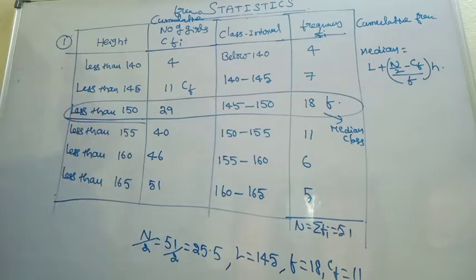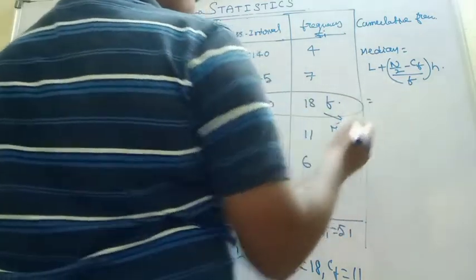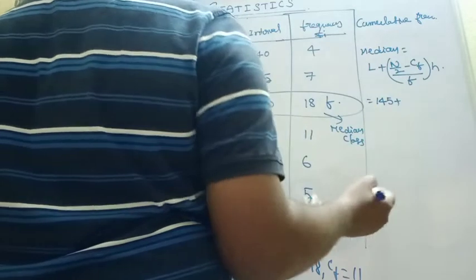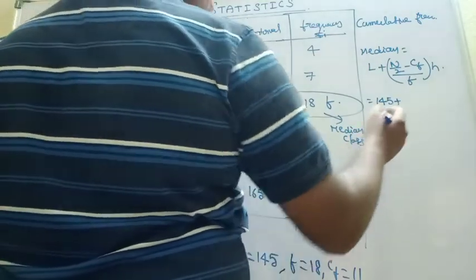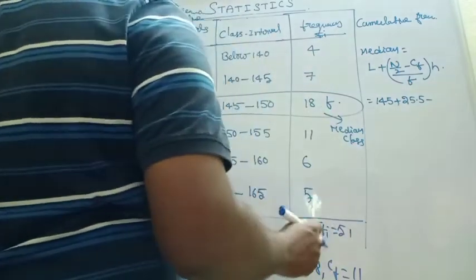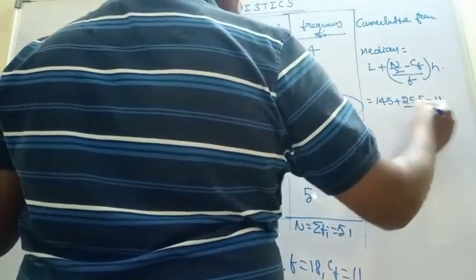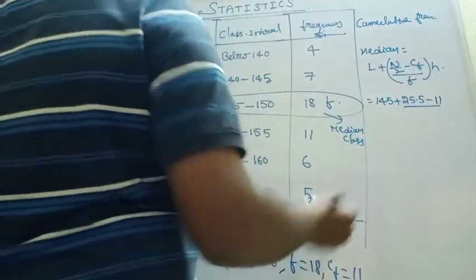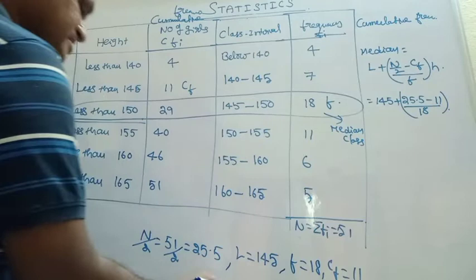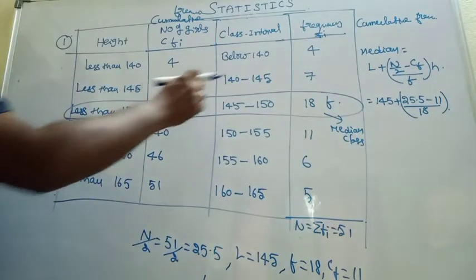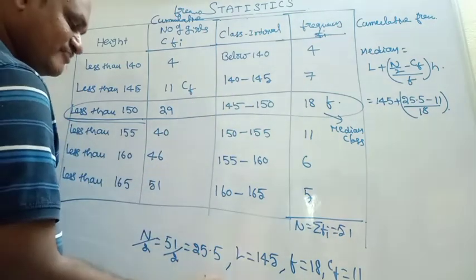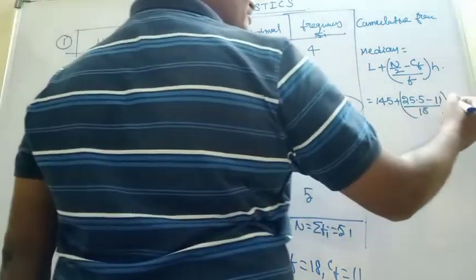Now let us substitute this. L means 145 plus n by 2. n by 2 means 25.5 minus CF. CF is 11 by F. F is 18 into H. H is nothing but the length of the class interval here. Length of the class interval: 145 minus 140, that is 5; 150 minus 145, that is 5. That is equal to 5. You will have it like this.